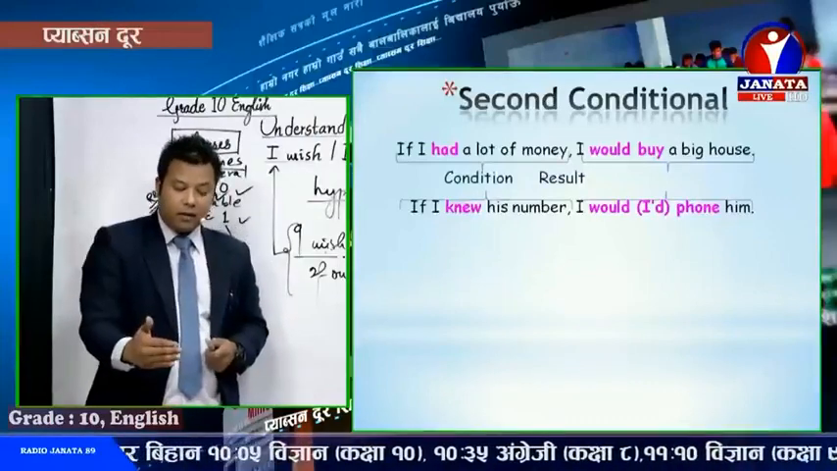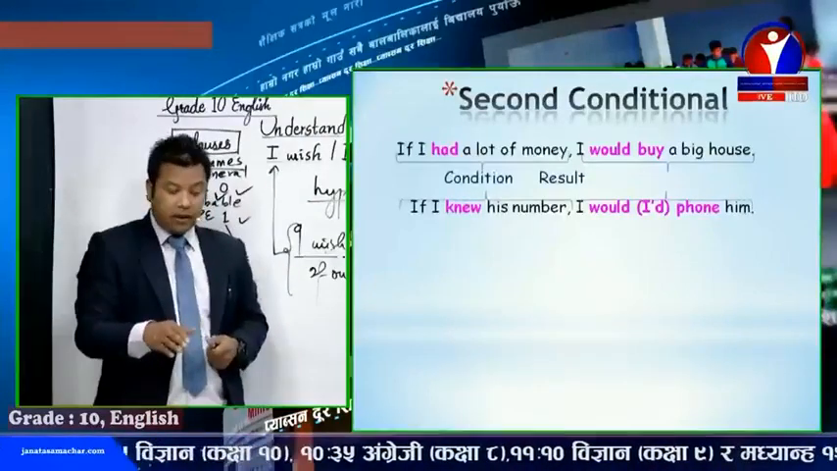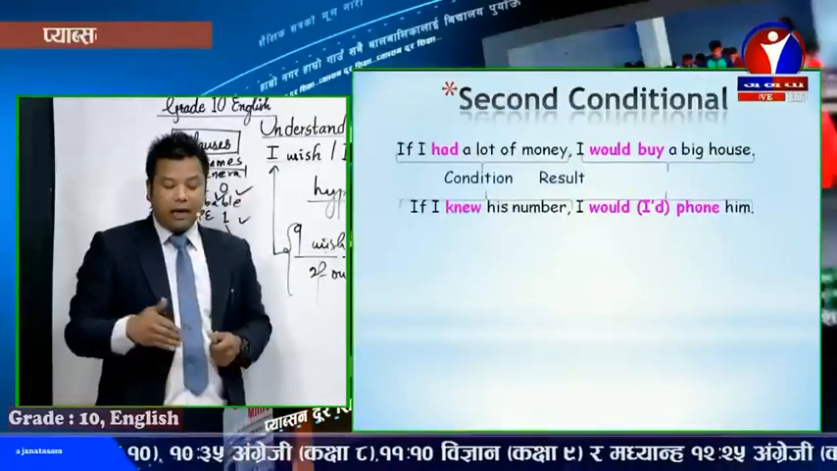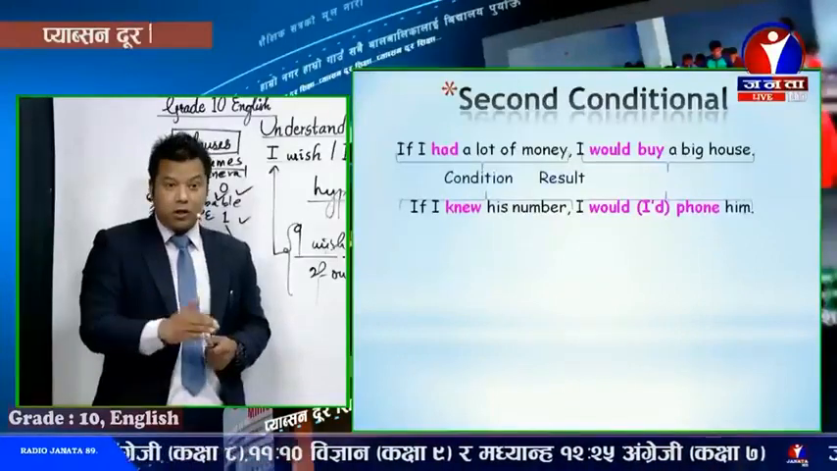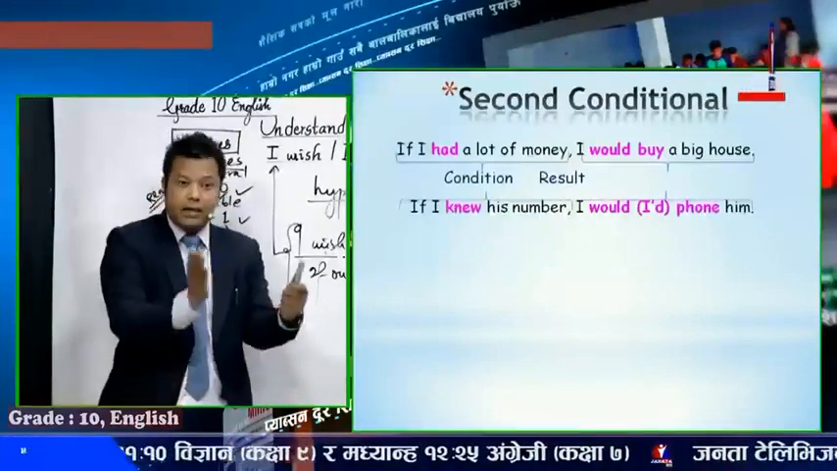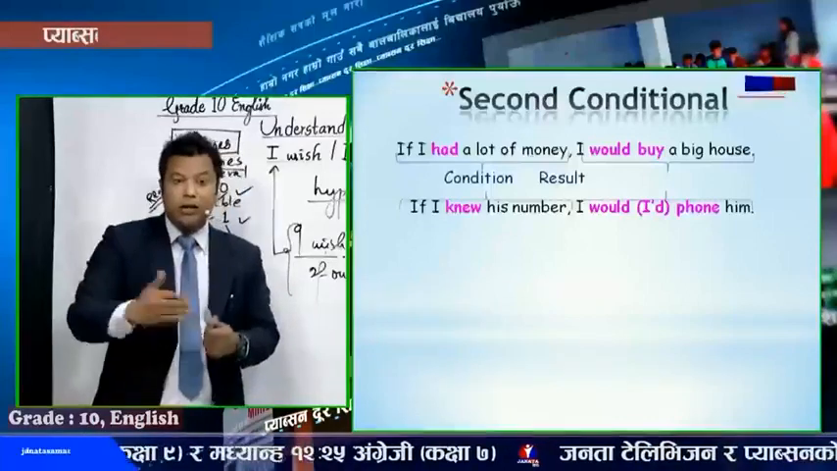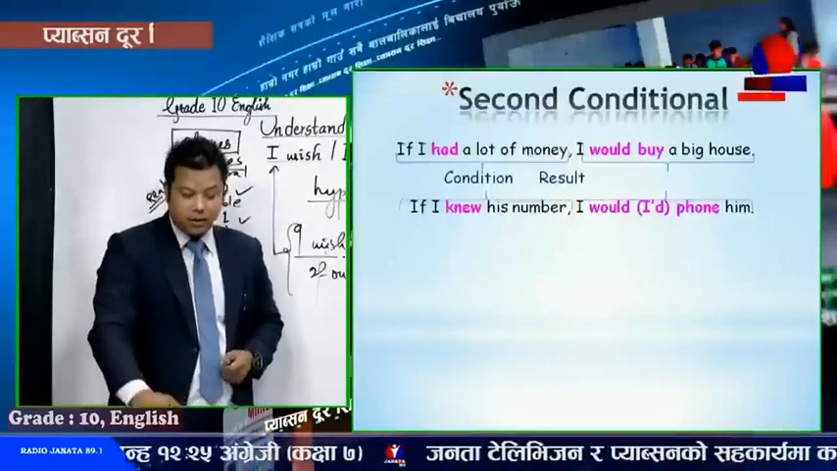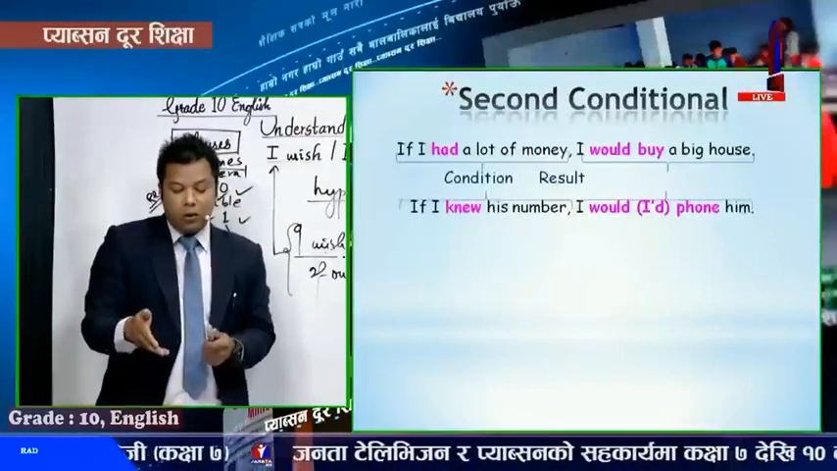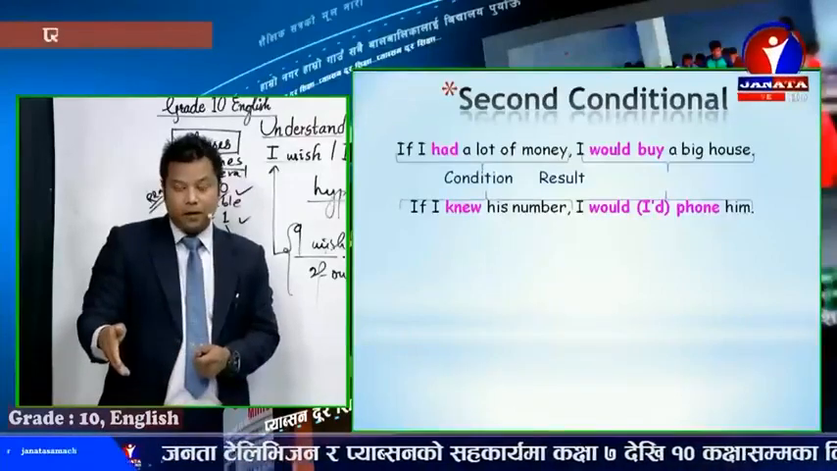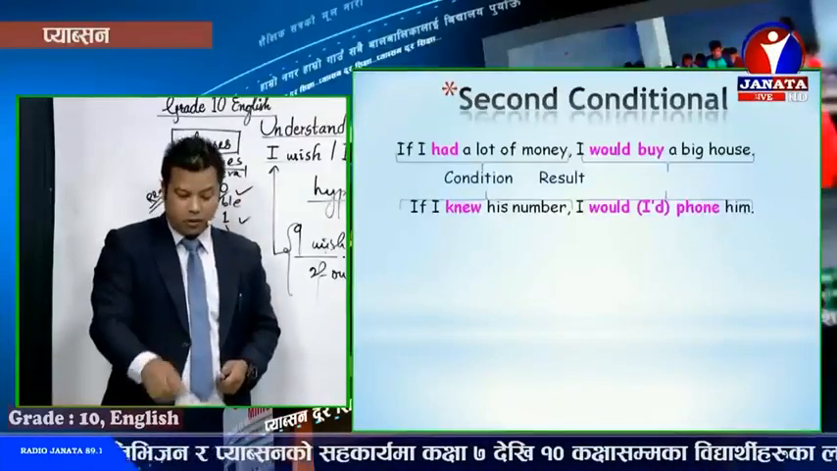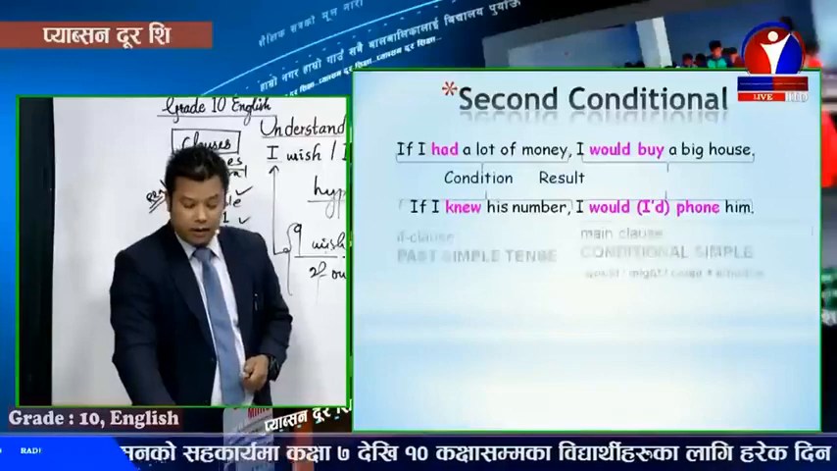More examples of second conditionals that I'm showing on the screen. If I had a lot of money, I would buy a big house. Condition and result. The condition is the if part. Result, or the effect, is the main clause. If I knew his number, I would phone him. Would is shown with the contraction structures. You can use that if you prefer.